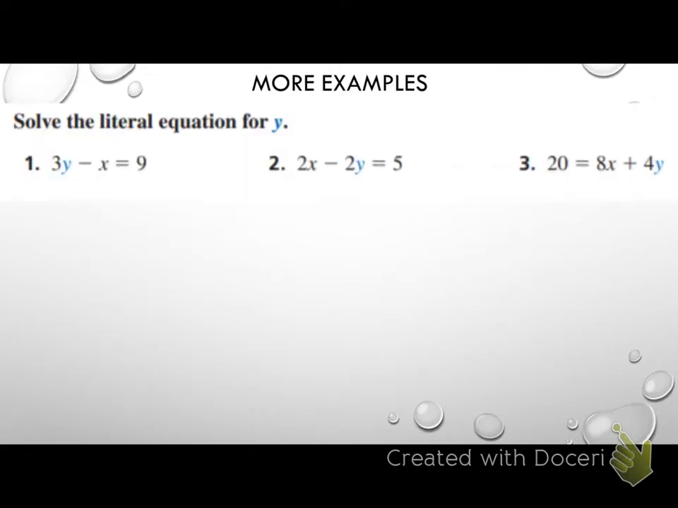Okay, 3 more examples, very similar to my previous example. Solve the literal equation for which variable? Solving for y, trying to get y by itself. So number 1, 3y minus x equals 9. Raise your hand if you can give me my first step. Plus x. Very good. I'm going to add x to both sides.